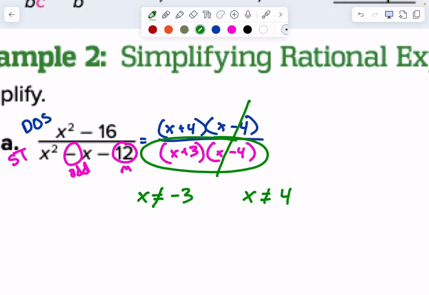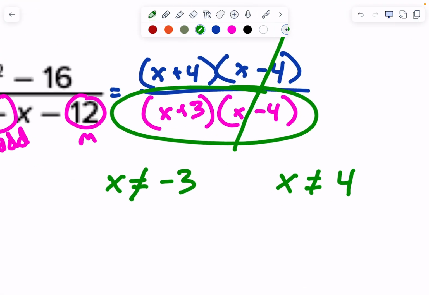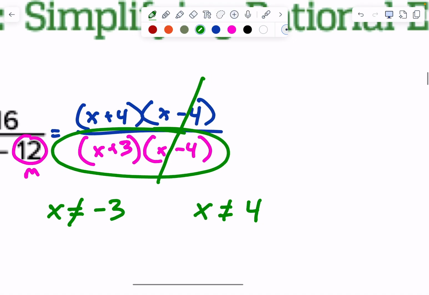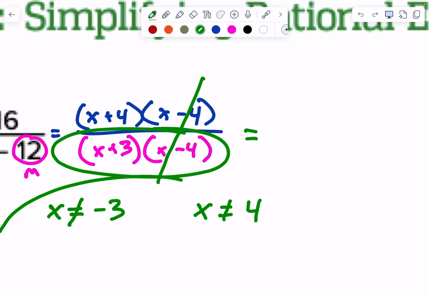I think all we're doing here is simplifying, so they're not asking for what it can be and what it can't be. So the final answer to this is not even this stuff. They didn't even want us to do that stuff, right? They want us to simplify. So what's my answer? x plus 4 over x plus 3.